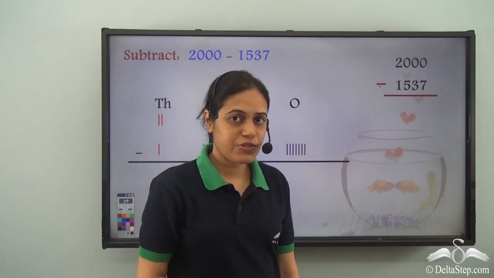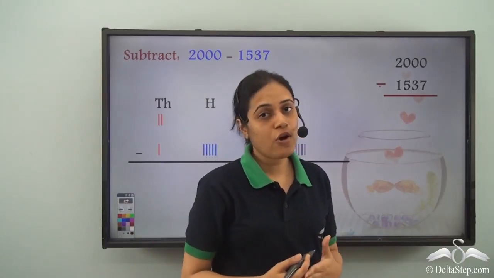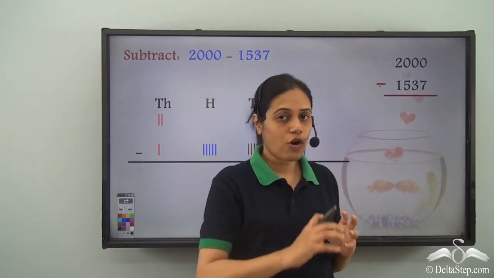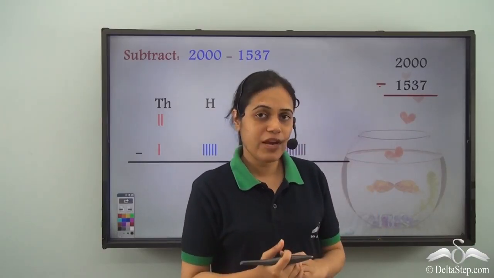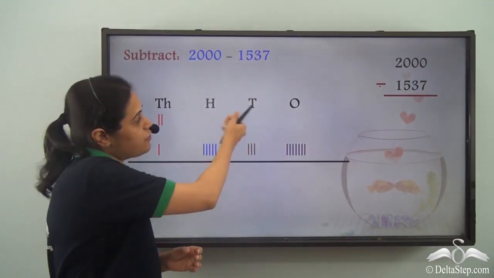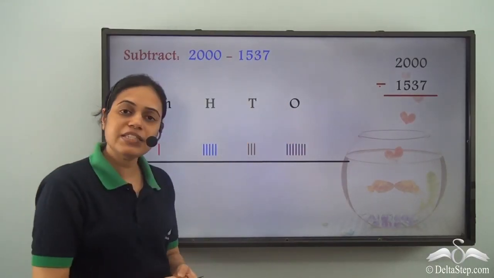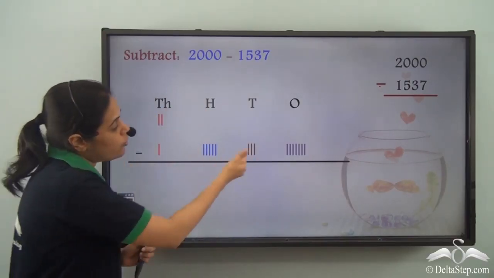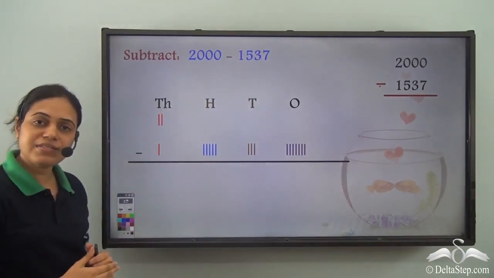Now can I subtract or take away 7 from 0? No, I cannot, because 7 is greater than 0. So I cannot subtract a bigger number from a smaller number. So what will I do? Well, if you see, there is nothing in the ones place, there is nothing in the tens place, and there is nothing in the hundreds place as well. So how do I subtract these numbers from the ones, tens or hundreds place?